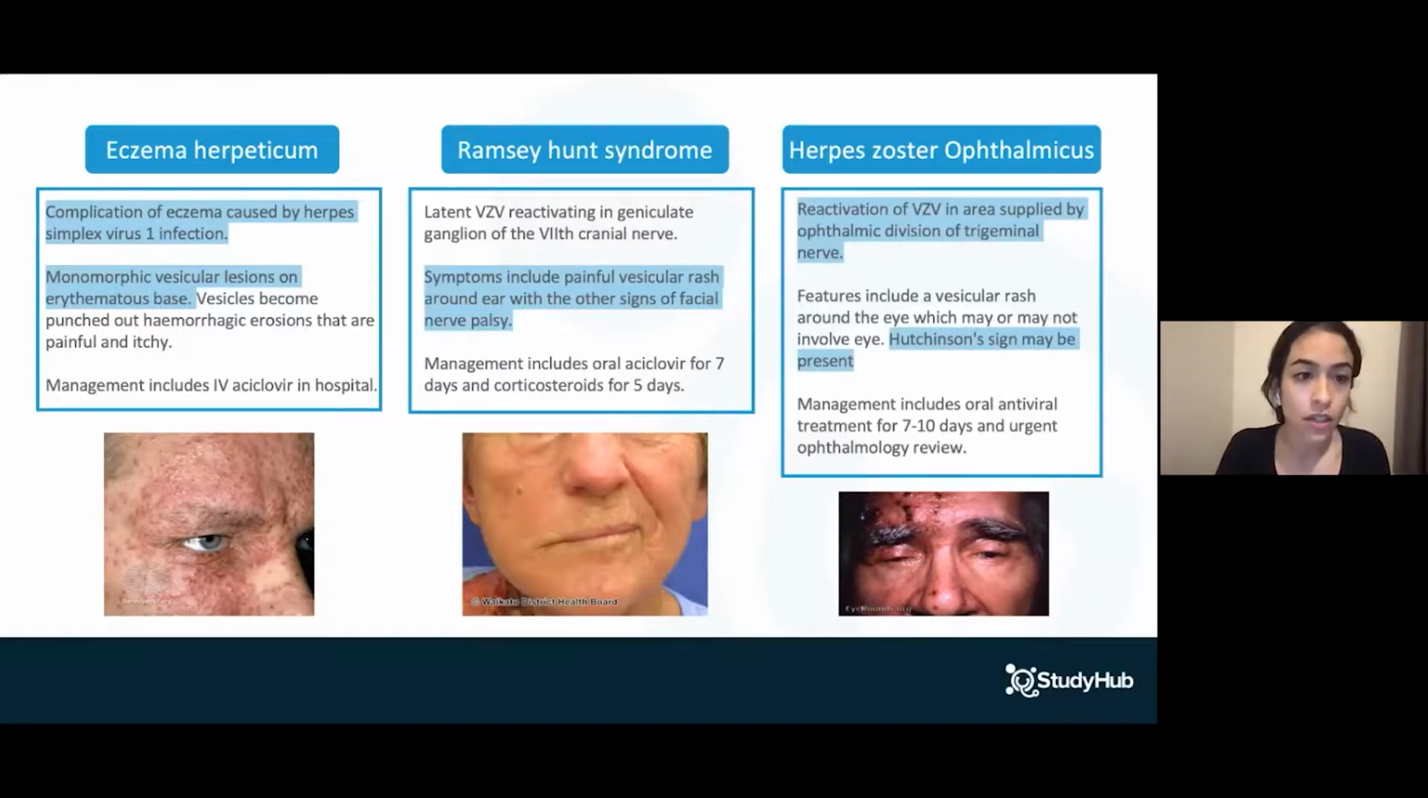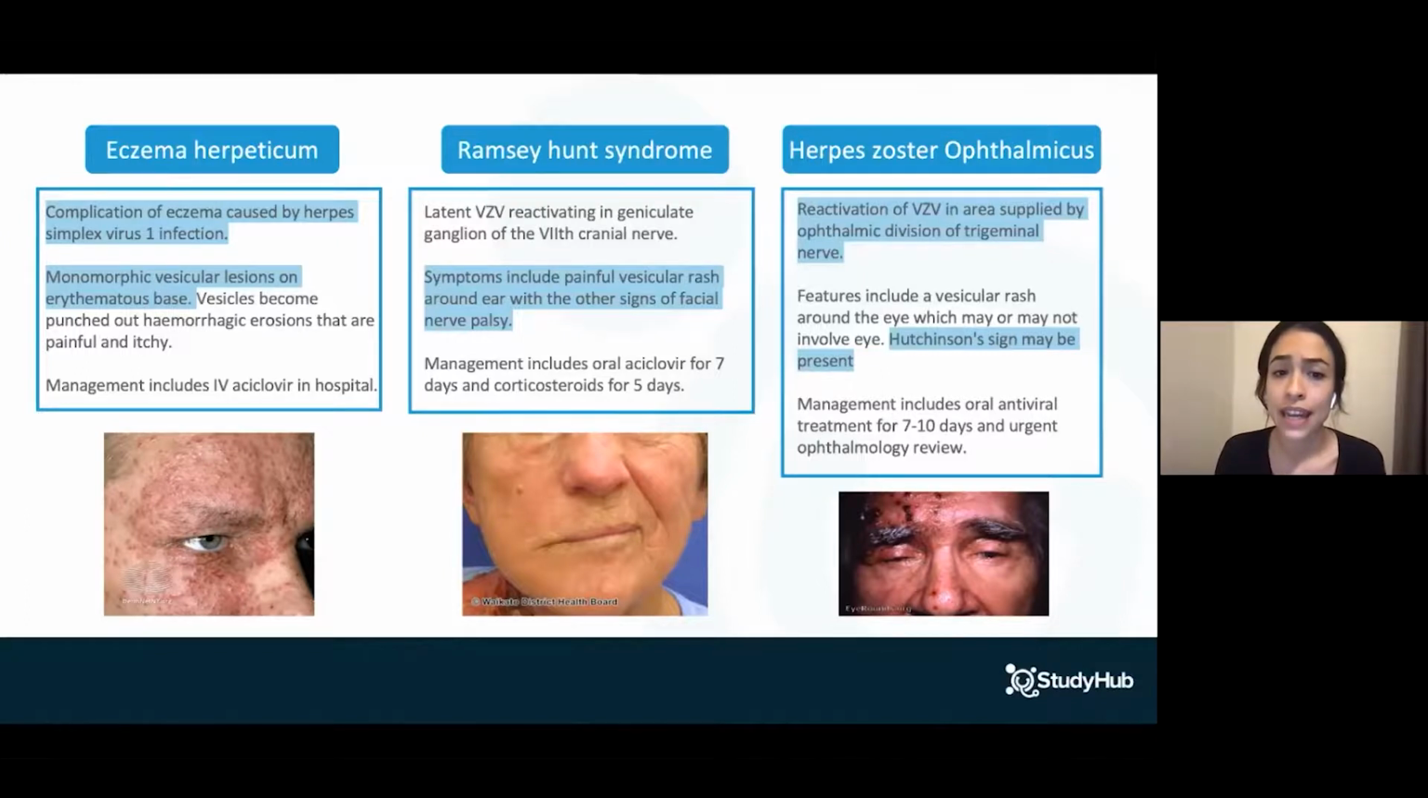Starting off with eczema herpeticum. So typically it's going to be described in an SBA as a monomorphic vesicular lesion, meaning, as you can see in the picture, all of the vesicles are very similar. There's no changing shapes or colors. And it's in a distribution of area affected by eczema. The vesicles eventually become hemorrhagic erosions, and they're very painful, very itchy. Management is IV acyclovir in hospital.